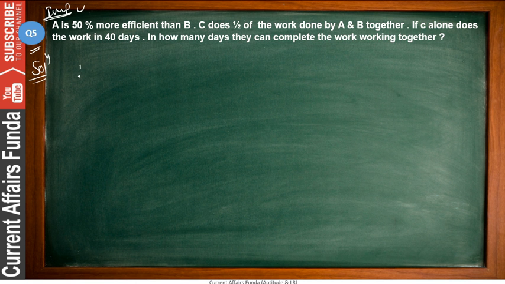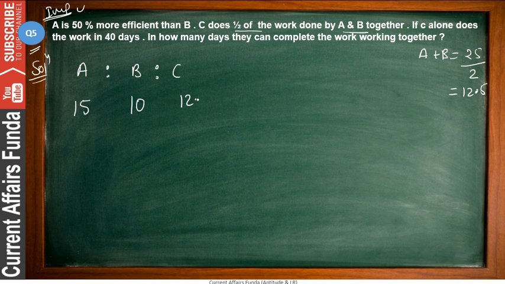So there are basically 3 persons: A, B and C. A is 50% more efficient than B. Suppose the value of B is 10. A is 50% more efficient, which means A will be 15. And the question is saying C does half of the work done by A and B together. A is 15, B is 10, and they are doing 25 units of work. So C will do half of that work. C does half of the work done by A and B together. A and B are doing 15 plus 10, which is 25 work, so half of 25 will be 12.5. So C will do 12.5.